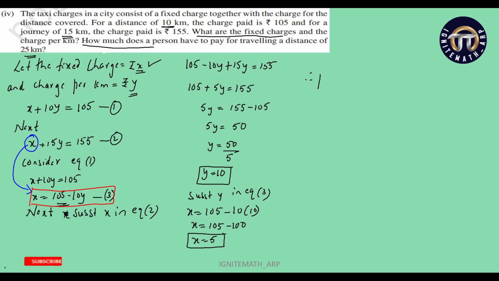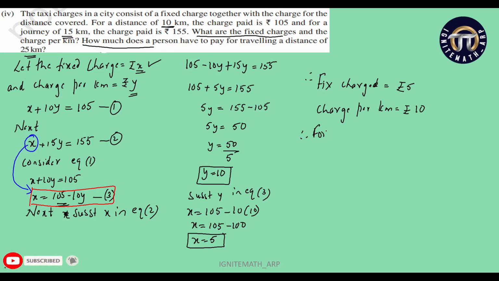So I need to conclude. Therefore, the fixed charge is equal to rupees 5 and charge per kilometer is rupees 10. Okay. So therefore, for a distance of 25 kilometers, the total charge to be given is equal to the fixed charge, that is 5, plus the charge per kilometer.